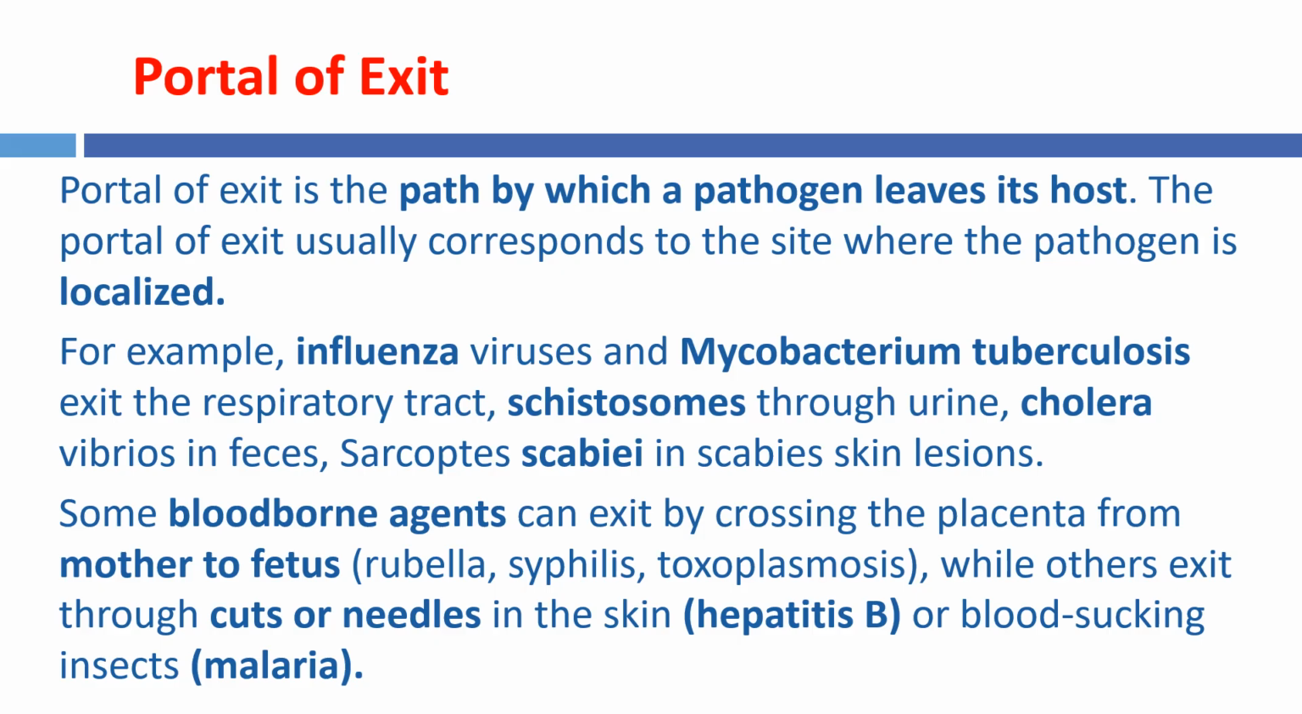Other diseases exist in the bloodstream. So some blood-borne agents can exit by crossing the placenta from mother to fetus, as in the example of rubella, syphilis, or toxoplasmosis, while other blood-borne agents exit through cuts in the skin or needles in the skin, like in the case of hepatitis B, or blood-sucking arthropods like mosquitoes in the case of transmitting malaria.